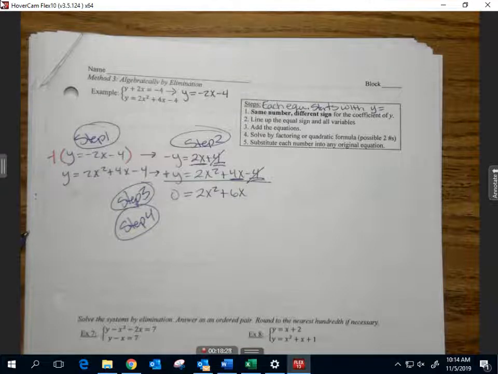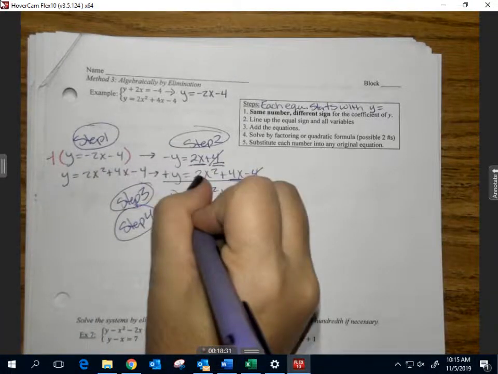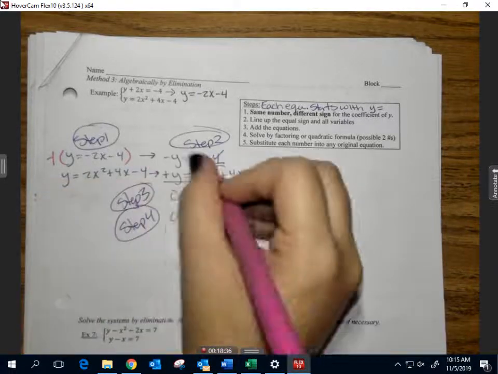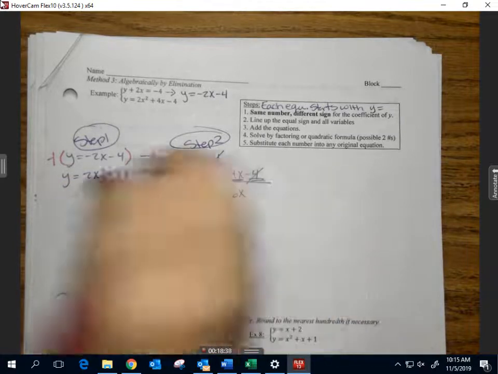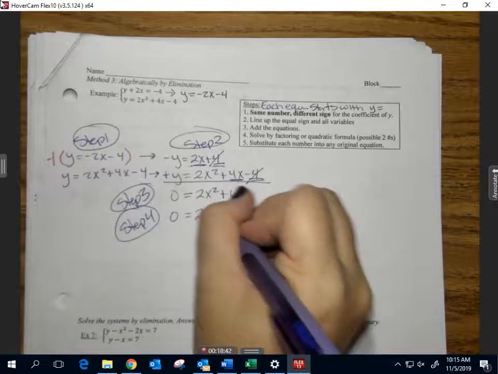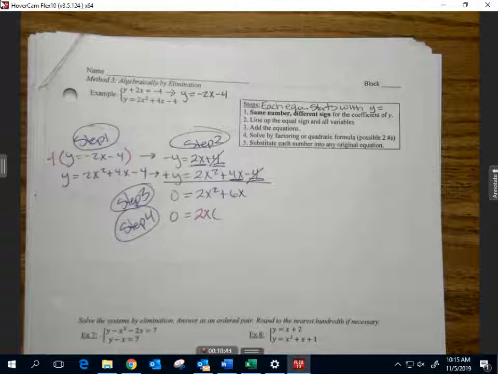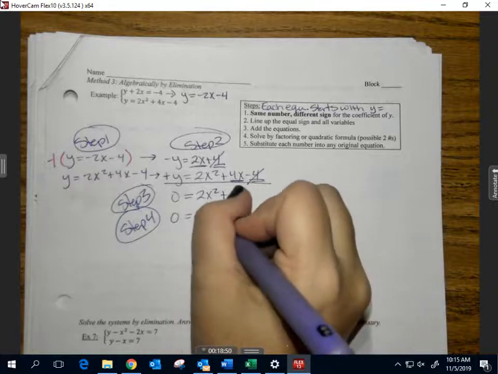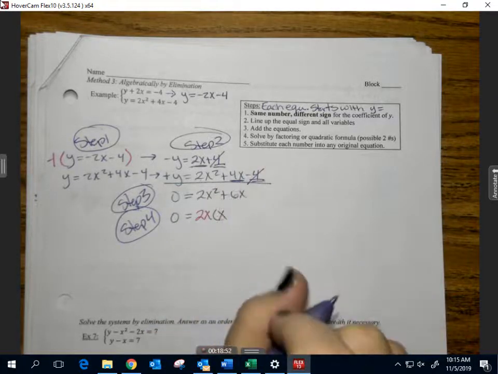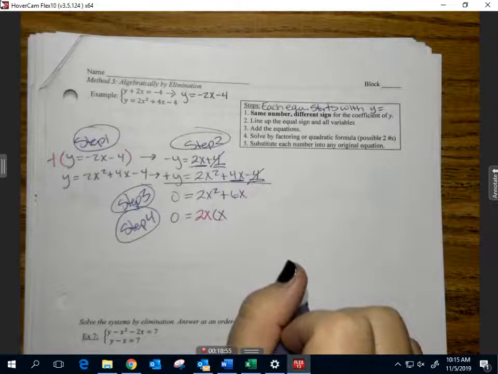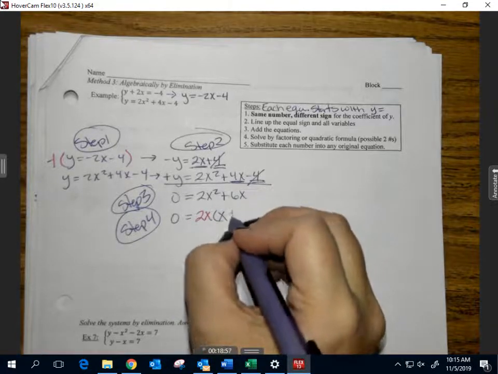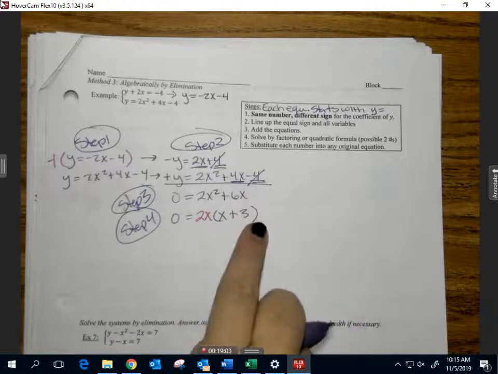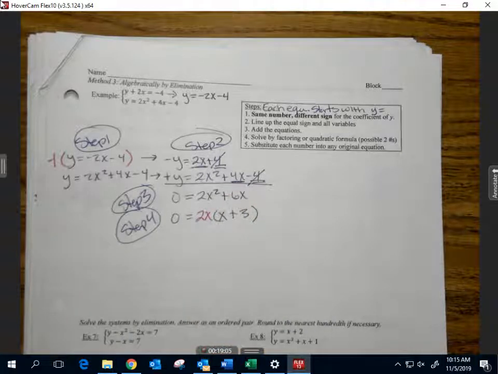What's the greatest common factor between 2x squared and 6x? 2x. So 2x times what gives me 2x squared? x. 2x times what gives me 6x? 3. See guys, if I go back and multiply this out, it should give me what I started with.